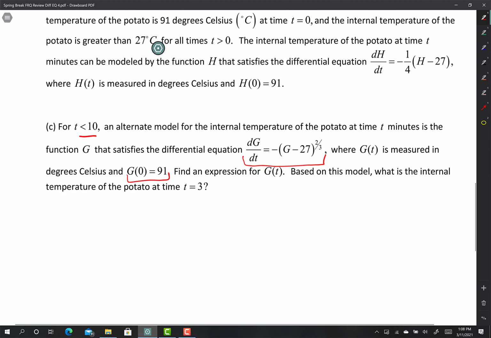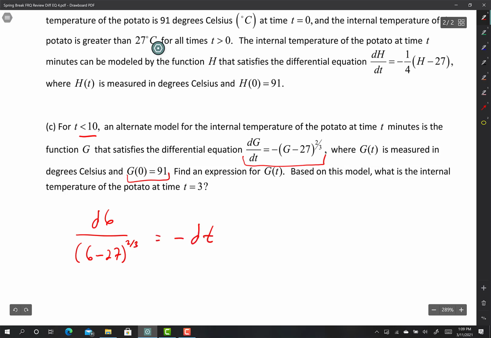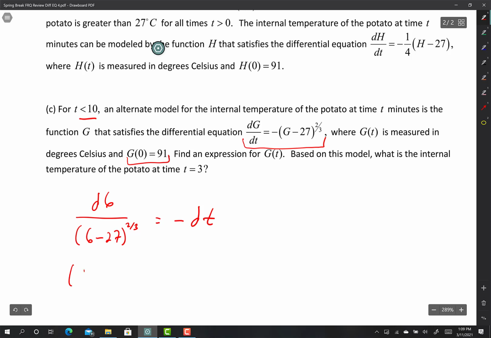That is. Okay. So we're going to separate our variables here, guys. I'm going to leave the negative there with this, but I'm going to move the (g minus 27) to the 2/3 to the other side. So here we go. dg over (g minus 27) to the 2/3 equals a negative dt. So all I did was separate the variables. I multiplied by dt and moved it to the right. I'm going to go ahead and move this up here. So g, that's a g, not a 6. (g minus 27) to the negative 2/3 dg equals negative dt.